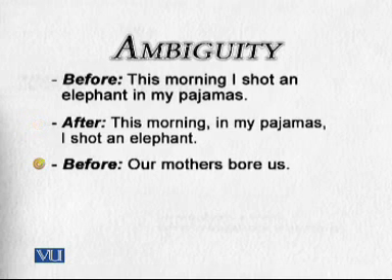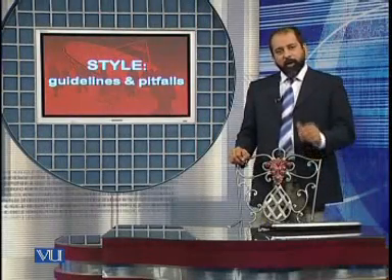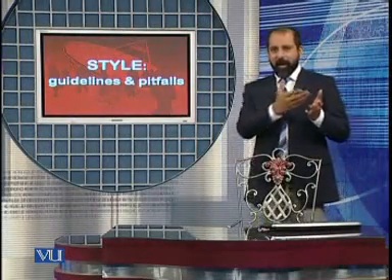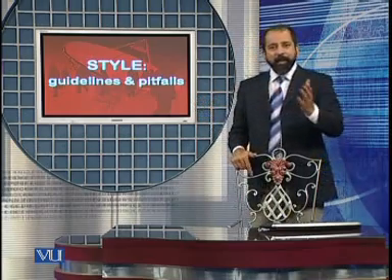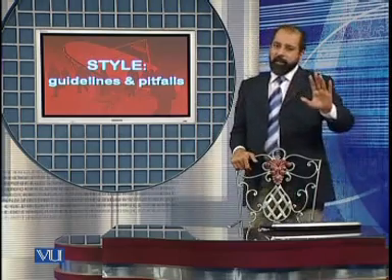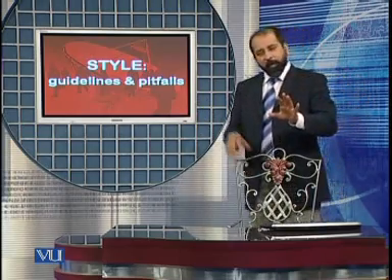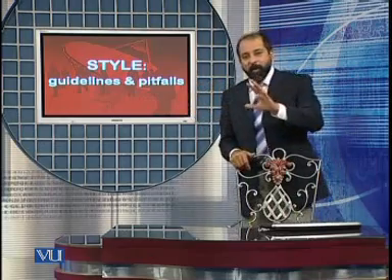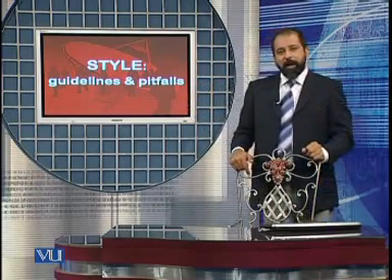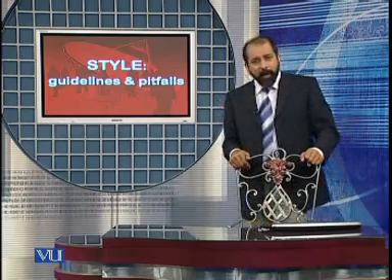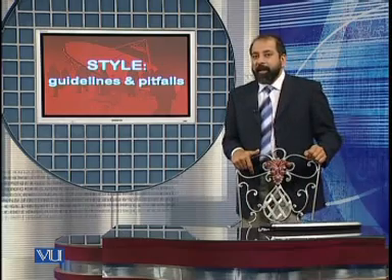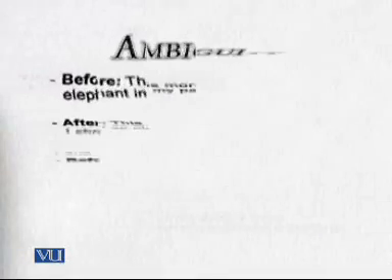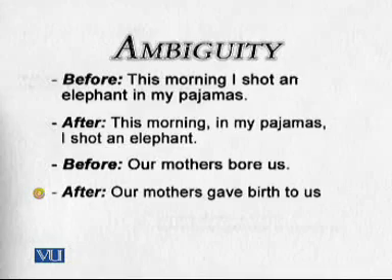Now next sentence, our mothers bore us. Our mothers bore us. Now, our mothers is the subject, bore is the verb, object is us. There is no syntactical ambiguity. Subject is at the subject place, verb is at the verb, object is at the object. The problem is with the semantics, actually, meanings. Our mothers bore us means our mothers are very boring, or something else we are trying to say. Of course, we are trying to talk about the birth. And the real version goes as, our mothers gave birth to us.